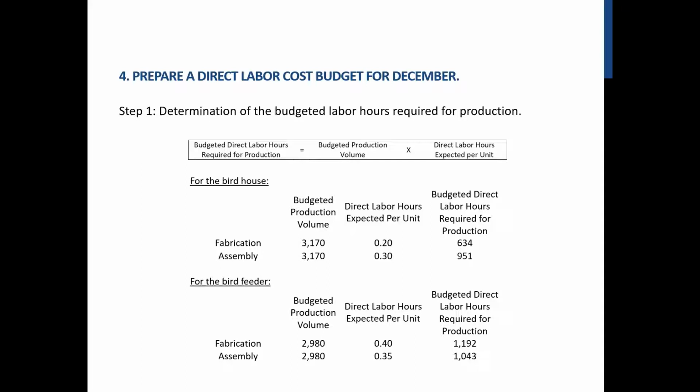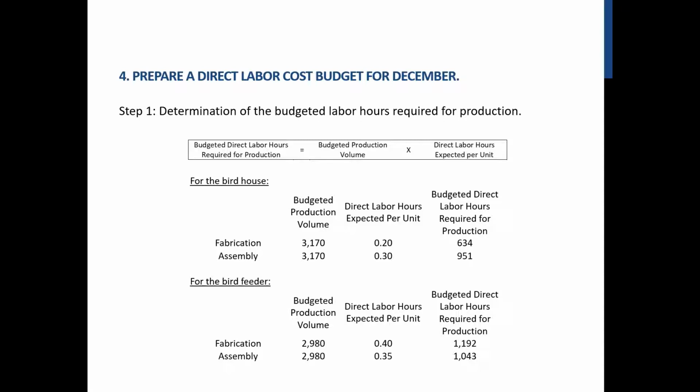Moving on, number 4 is prepare a direct labor cost budget for December. Based on my previous video, there are two steps to answer this. Step 1 is determination of the budgeted labor hours required for production. The formula for this is budgeted production volume times direct labor hours expected per unit.